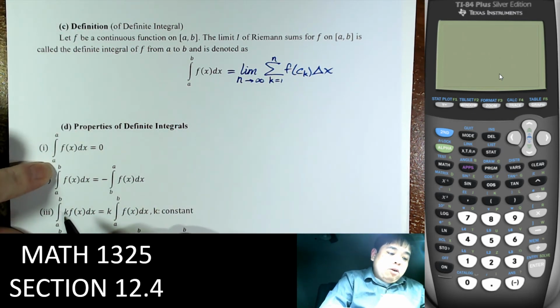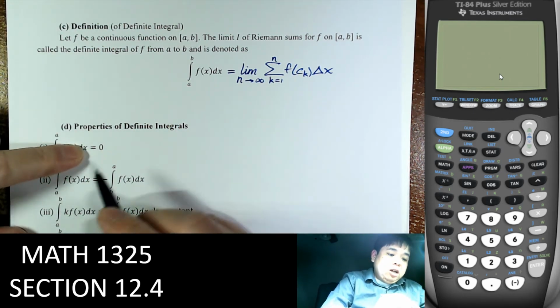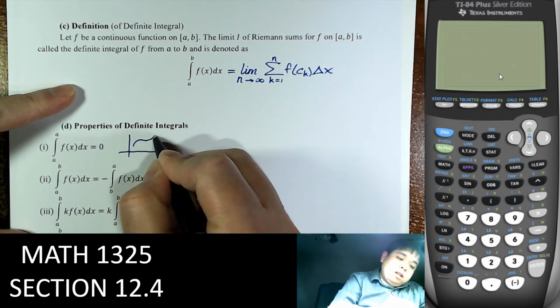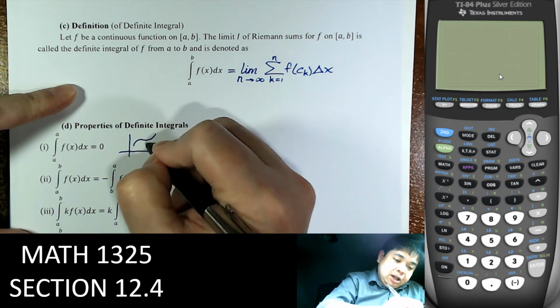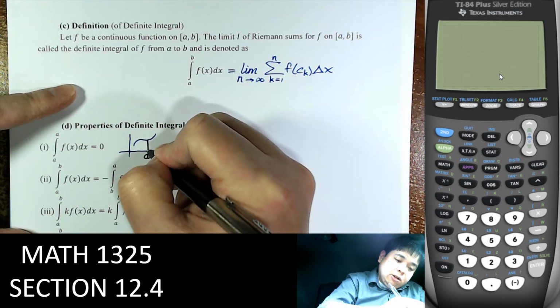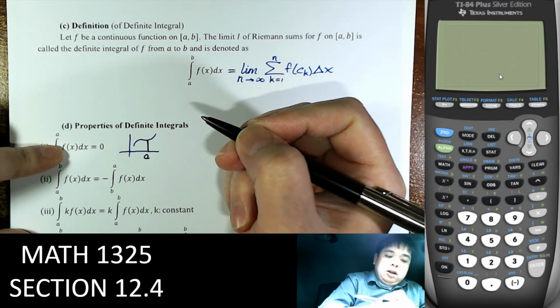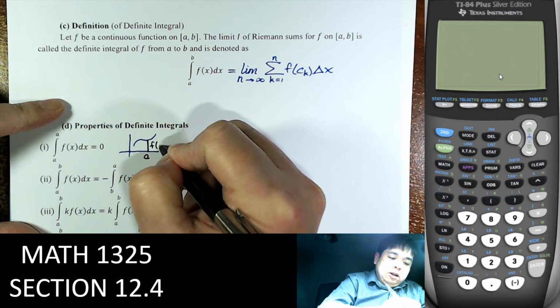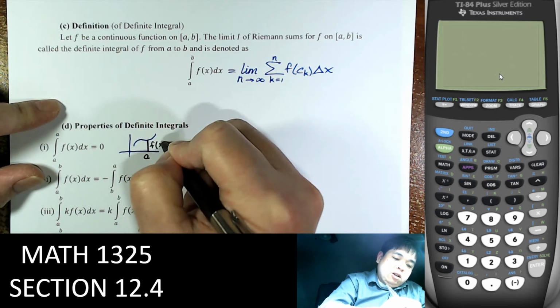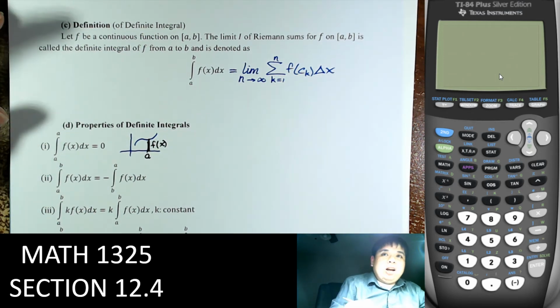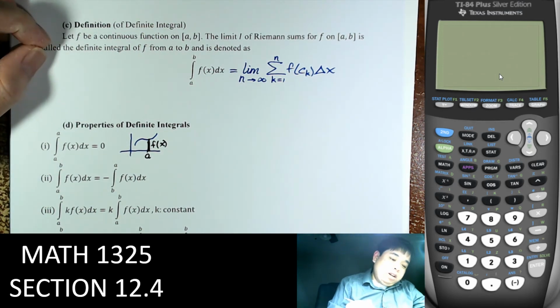The definite integral from a to a will be equal to 0, because if we have, let's say, the function going like this, and f of x is the function, from a to a we just have one vertical line. Of course, a vertical line has no area, or any line has no area.